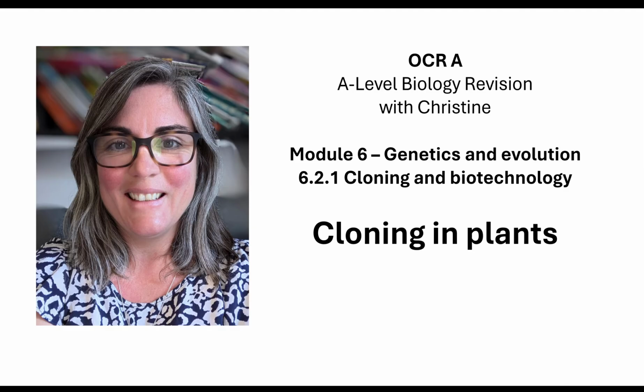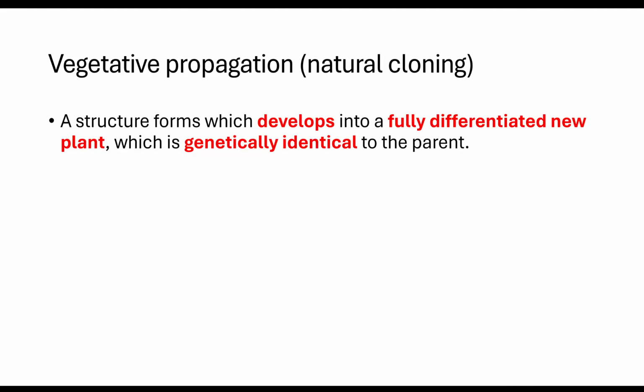So today's lesson I want to look at cloning in plants. When we talk about natural cloning, we call it vegetative propagation. What we're going to get is this structure forming, and that's going to be able to develop into a fully differentiated new plant. And this differentiated plant is genetically identical to the parent plant. The reason being it has come through the process of mitosis, so asexual reproduction.